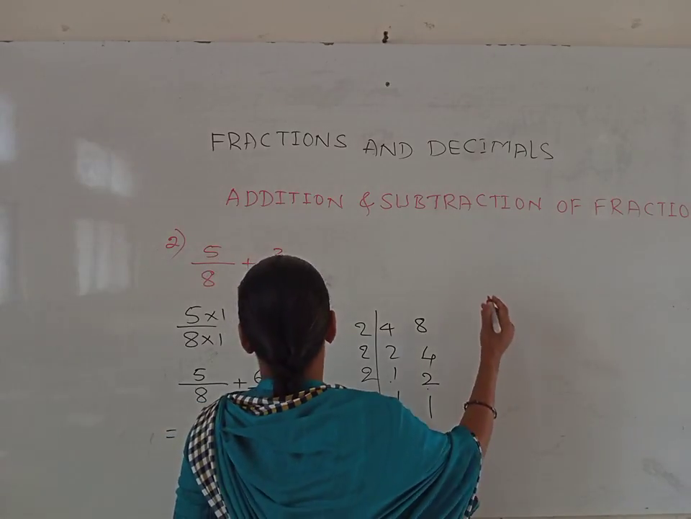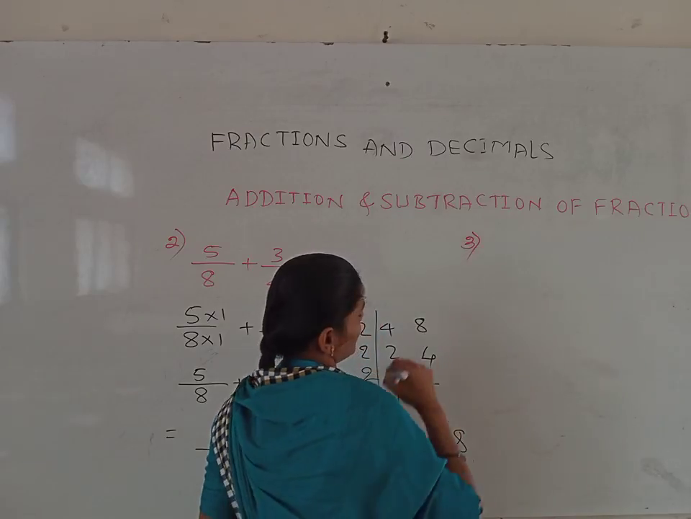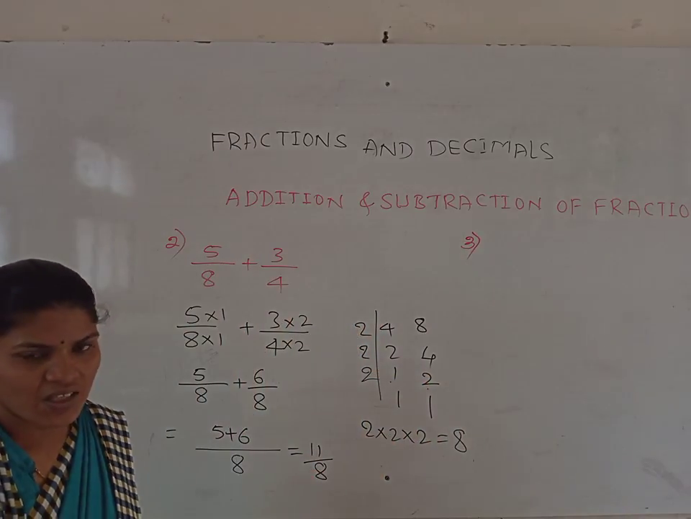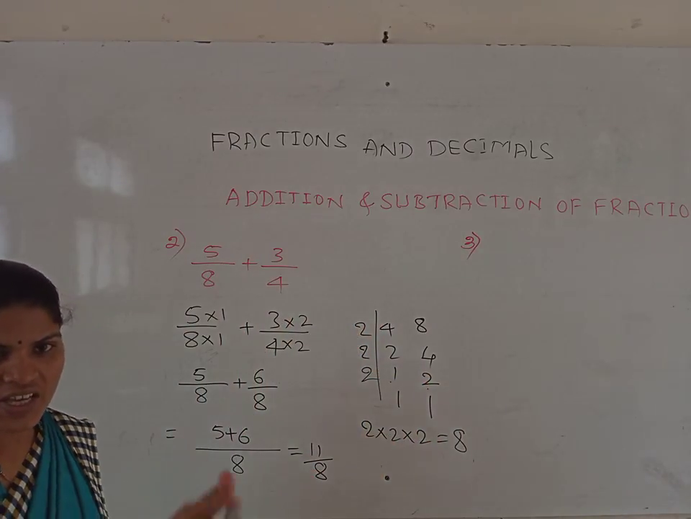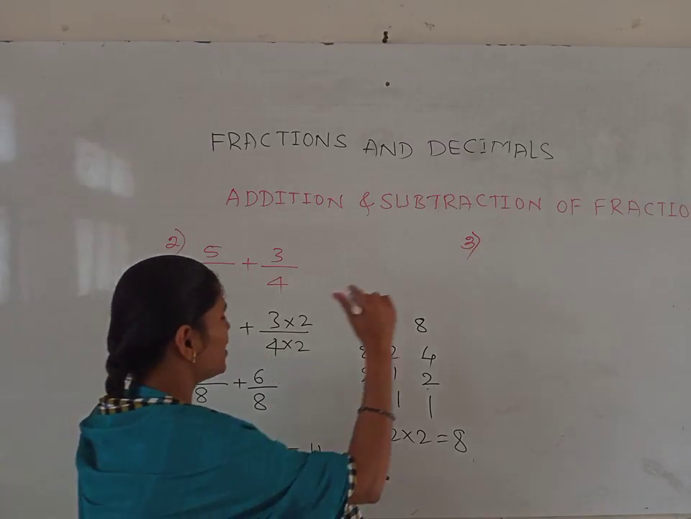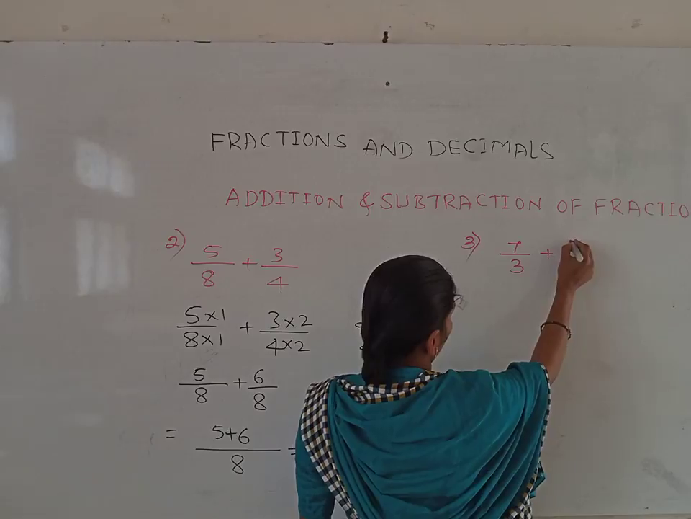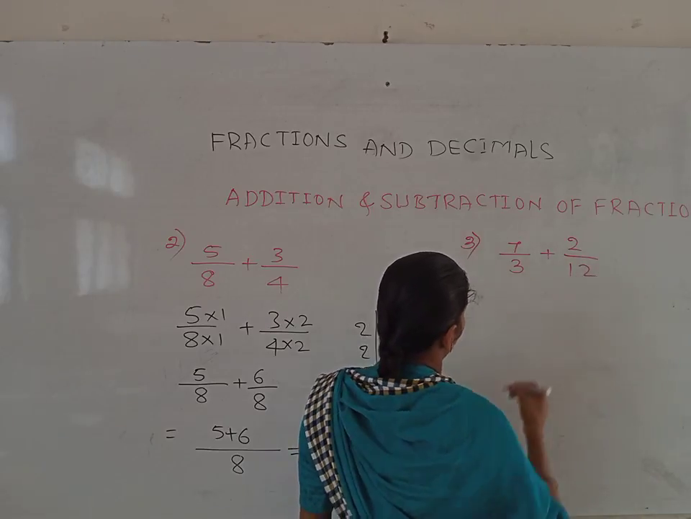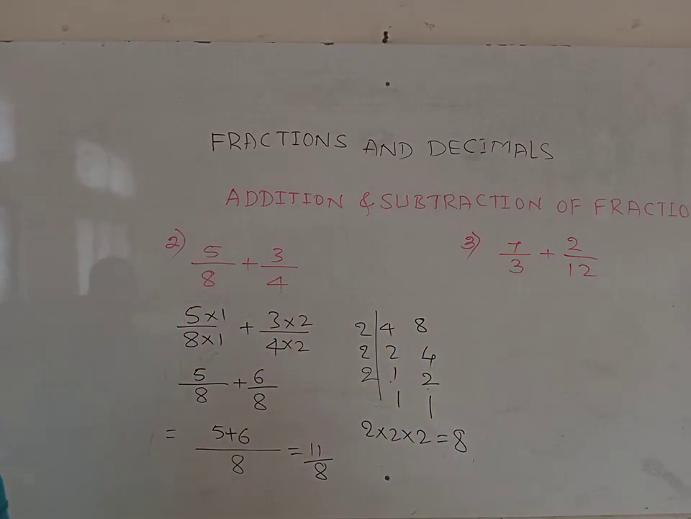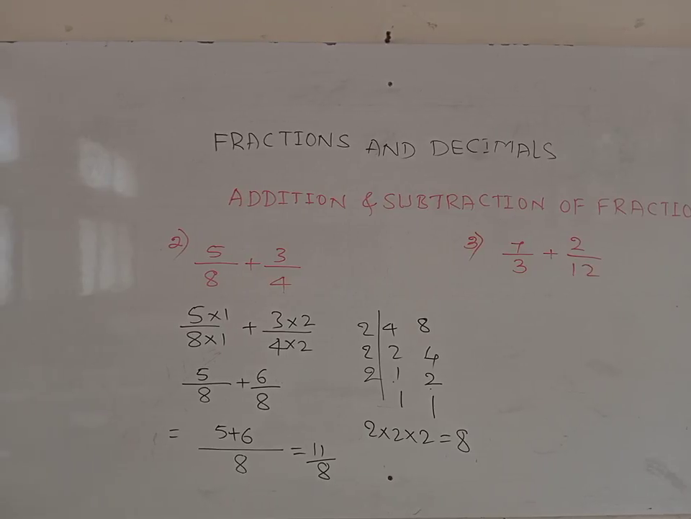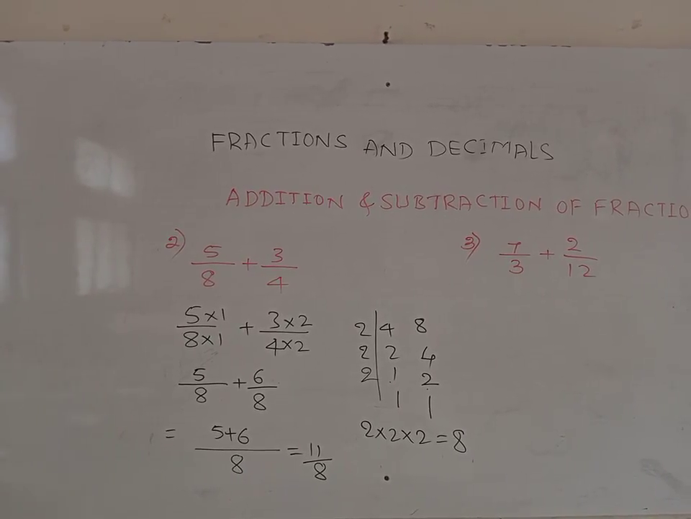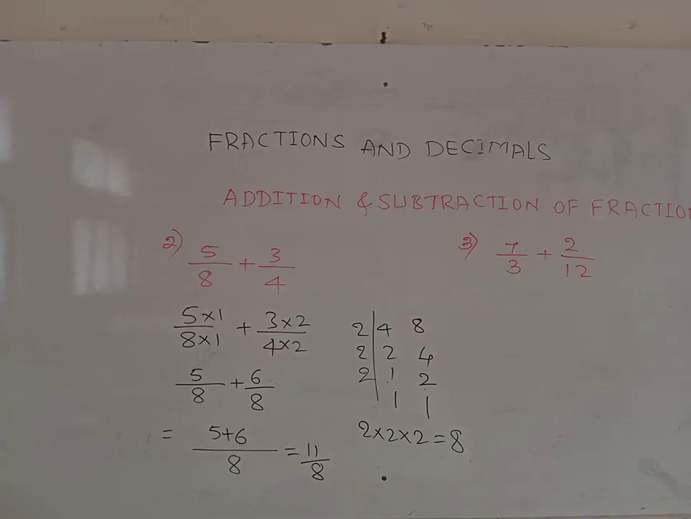Take another one here. The third one I am giving to you only. Will you try? Say yes. Good. Okay. 7 divided by 3 plus 2 divided by 12. What is the LCM of 3 and 12? In the 3 table there is a 12, as well as in the 12 table there is a 12. Take the LCM of 3 as well as 12.